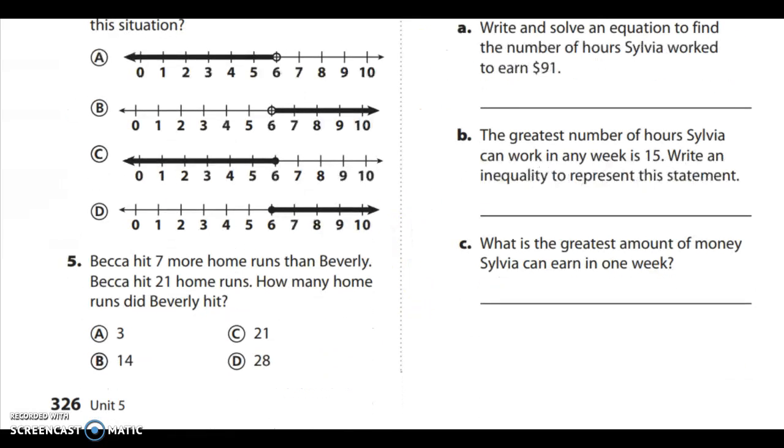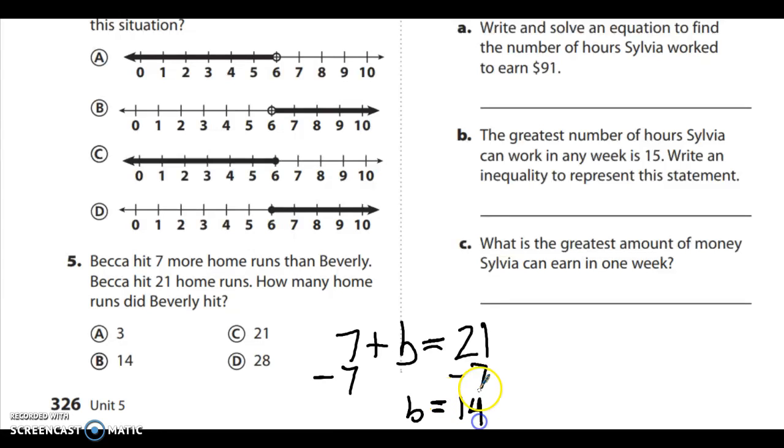Number 5 reads, Becca hit 7 more home runs than Beverly. Becca hit 21 home runs. How many home runs did Beverly hit? Well, we know Becca hit 7 more than Beverly, and she hit 21. So 7 plus I don't know would be equal to 21. So what does I don't know have to be? Well, we would solve by subtracting 7. By doing 21 minus 7, we'd get 14. The answer is B, 14.